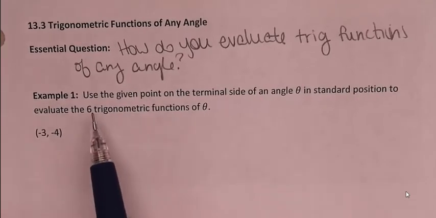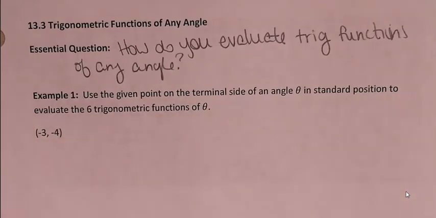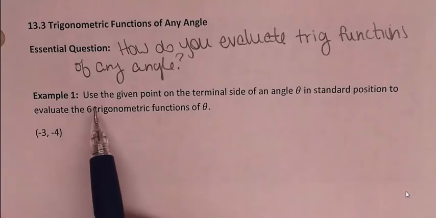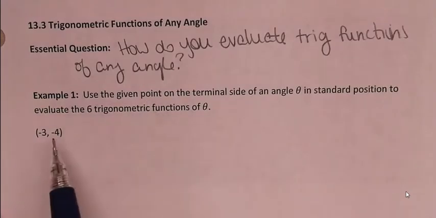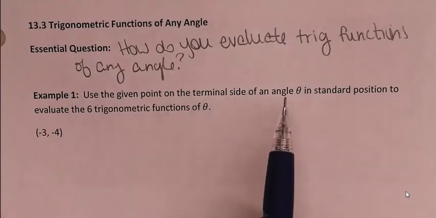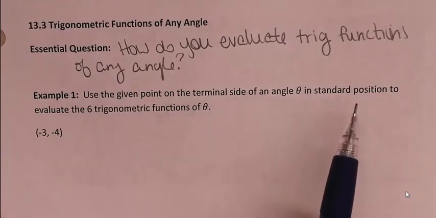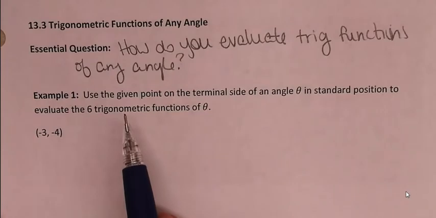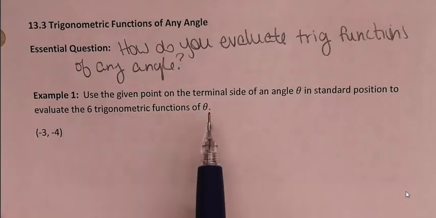All right, so I printed this out for you so we didn't have to write too much. So example 1, we're just going to jump right into an example, and then we'll get into a little bit of definitions. So example 1, we're going to use the given point, -3, -4, on the terminal side of an angle theta in standard position to evaluate the six trigonometric functions of theta.